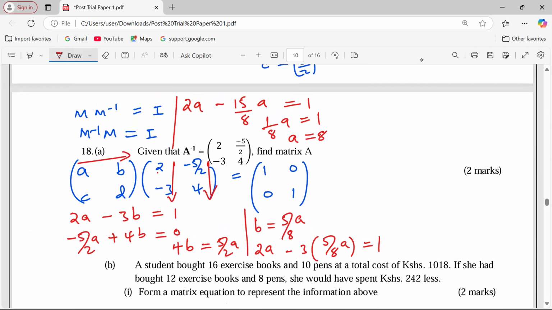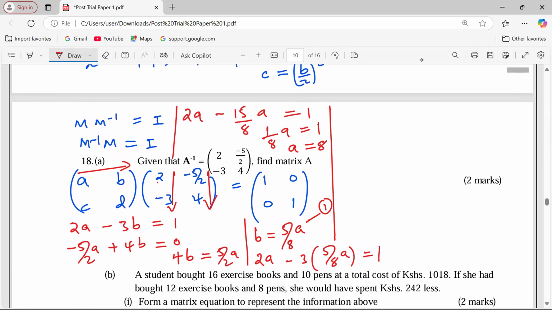And now that we have gotten the value of A, finding the value of B becomes very easy because there is already an equation here to give us the value of B. So B is going to be 5 out of 8, the value of A. So 8 will simplify and B becomes 5. So A is 8 and B is 5.